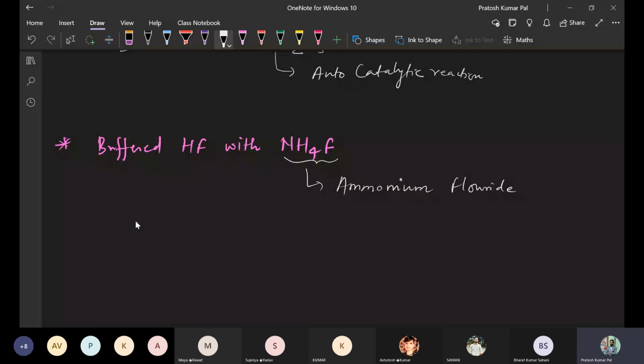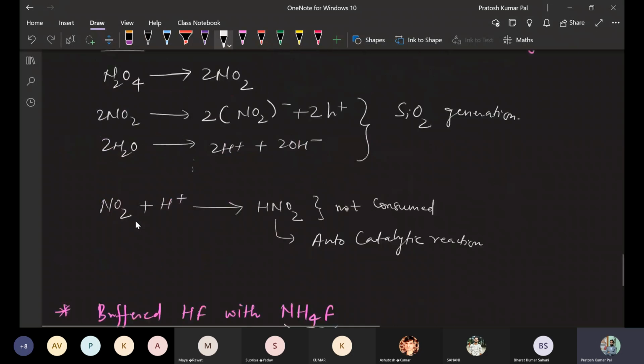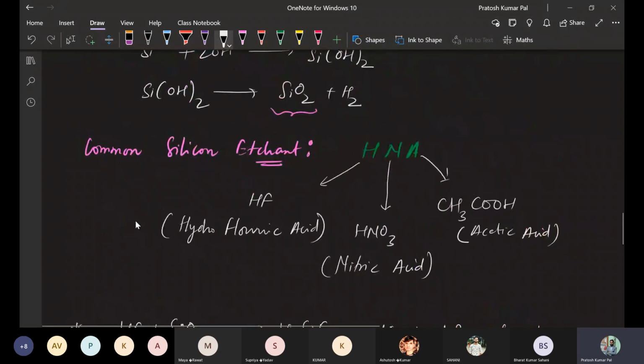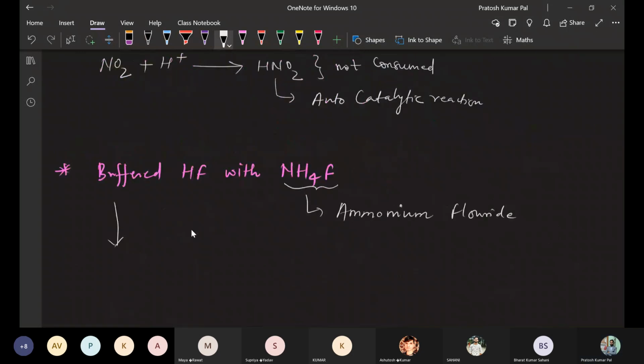these two mixtures are basically going to make a better etchant than HF individually, or nitric acid or acetic acid. So we are going to use either of the three etchants separately, or we can have the mixture of HF with ammonium fluoride. That will be a better etchant for SiO2 removal.